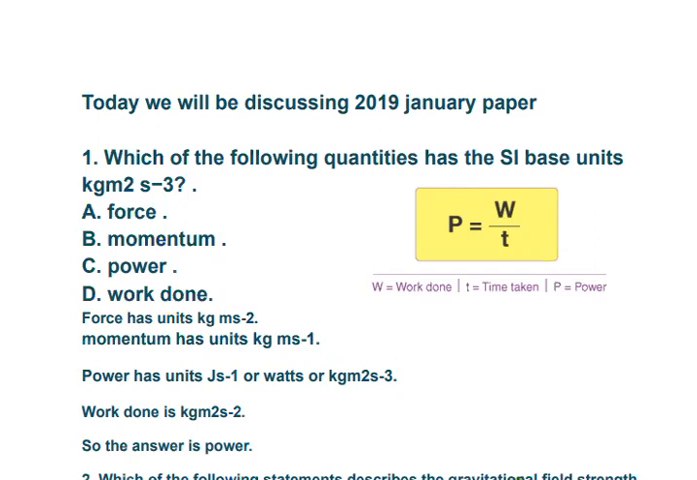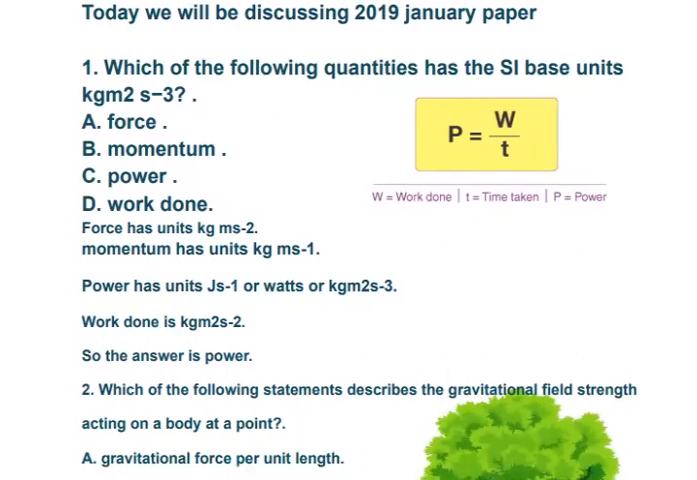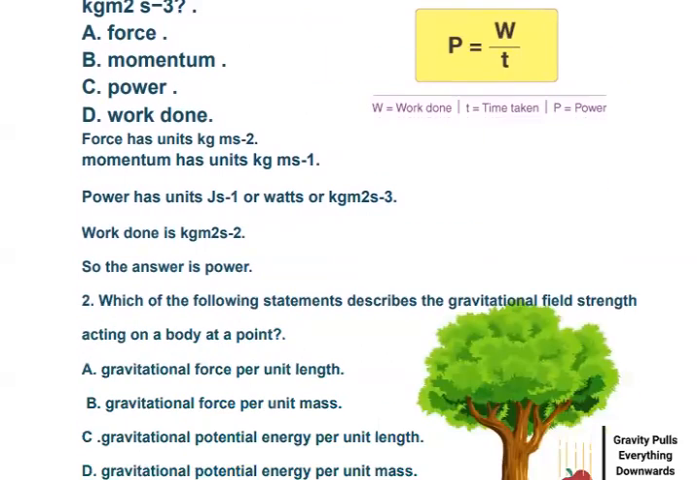A. Force. B. Momentum. C. Power. D. Work done. Force has units kg m s^-2. Momentum has units kg m s^-1. Power has units J s^-1, or watts, or kg m^2 s^-3. Work done is kg m^2 s^-2. So the answer is power.